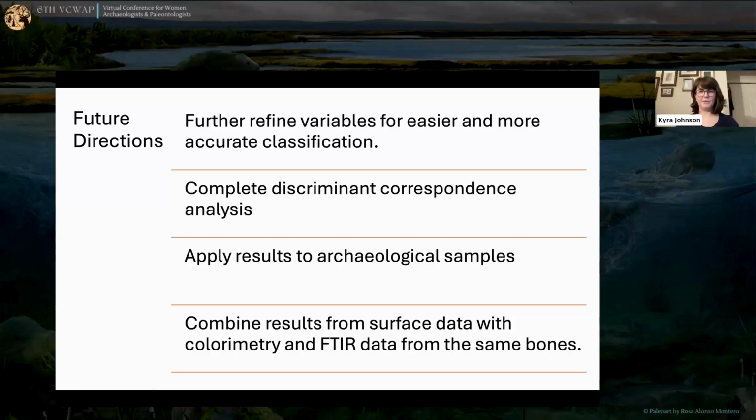And then eventually I have samples from 3 sites in the Iberian Peninsula that I hope to apply these results to. And I also hope to combine these results with results from colorimetry and FTIR data from the same experimental samples that I'm doing for my dissertation.